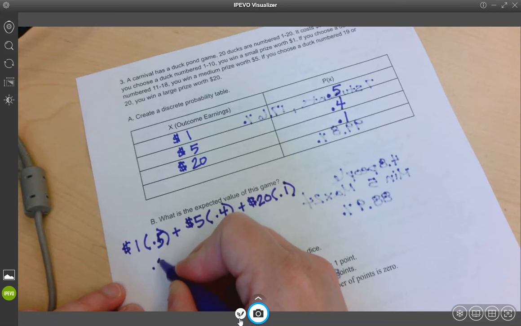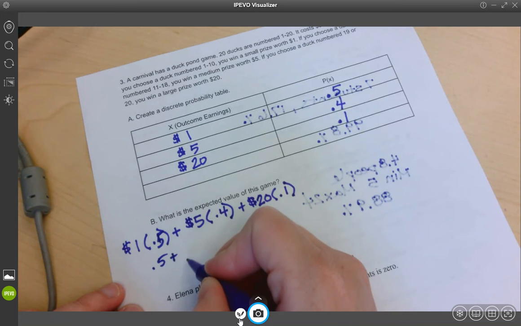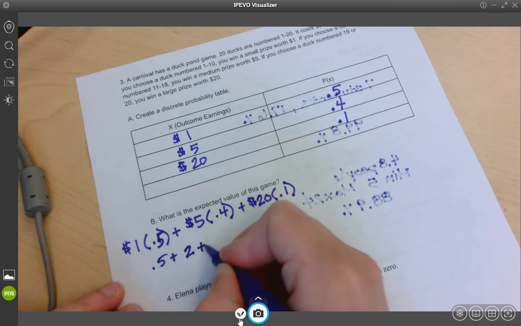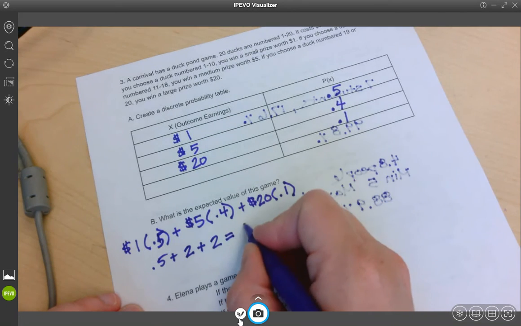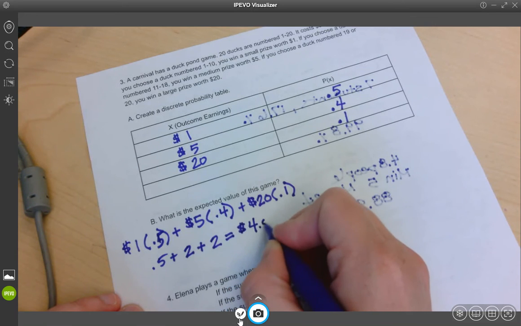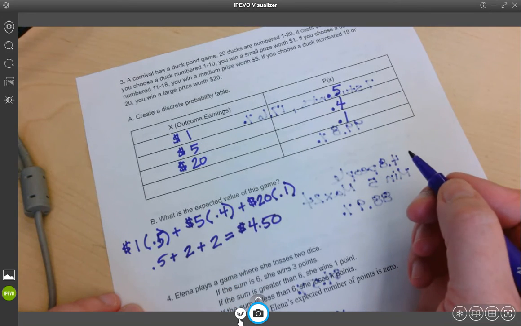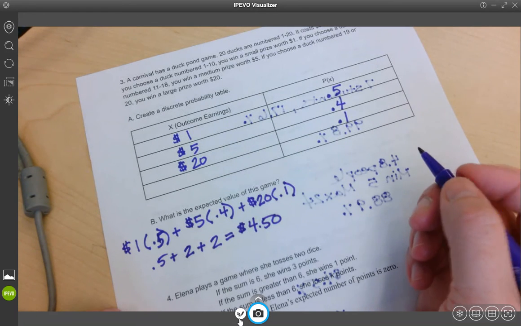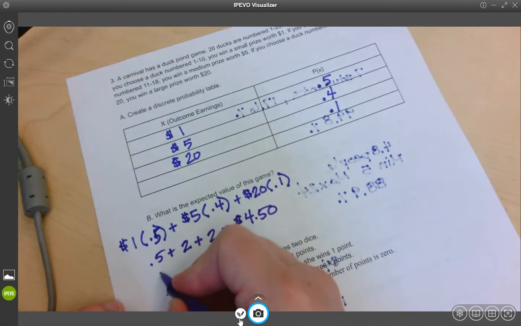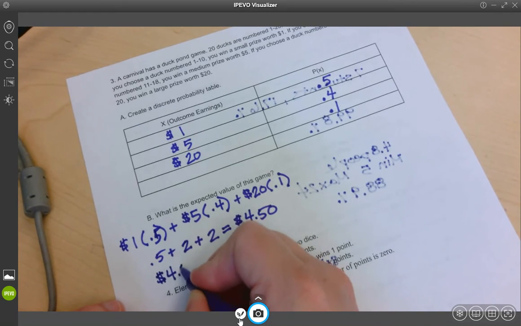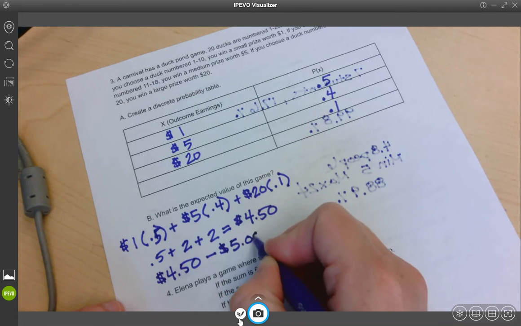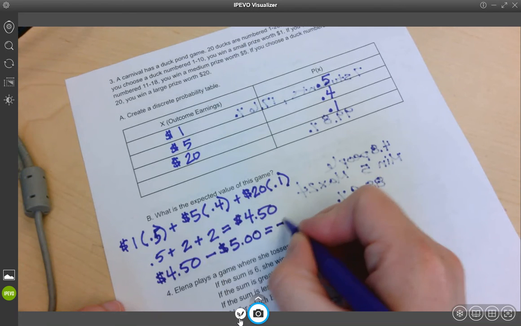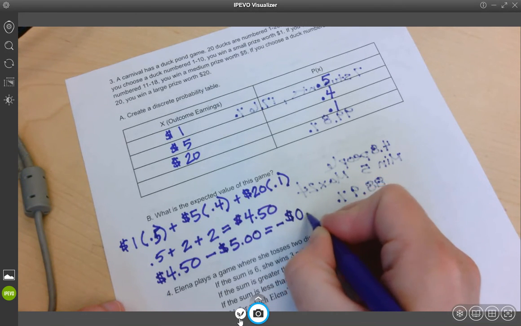So that's giving me 0.5 plus 2 plus 2. So I'm getting 4.5. Is that what you guys got? Okay. So I'm getting $4.50 you would win, except that you paid $5. So overall, what are you losing? You lose 50 cents. So we had $4.50 that you would expect to win, subtract out the $5 that you paid. So the expected value is negative 50 cents.